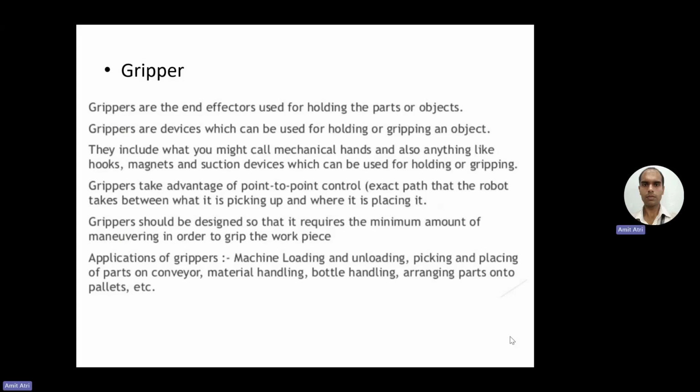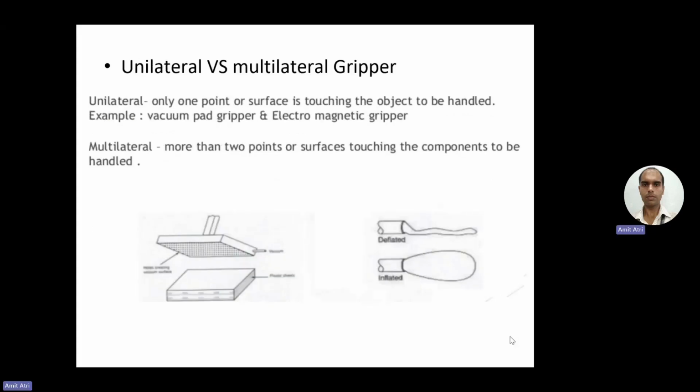Grippers take advantage of point-to-point contact, so there is an exact path that the robot takes between what it is picking up and where it is placing it. Grippers should be designed so that they require the minimum amount of maneuvering in order to grip the workpiece. Applications of these grippers are machine loading and unloading, picking and placing of parts on a conveyor, material handling, bottle handling, and arranging parts onto pallets. These are examples of the applications where we are using grippers.